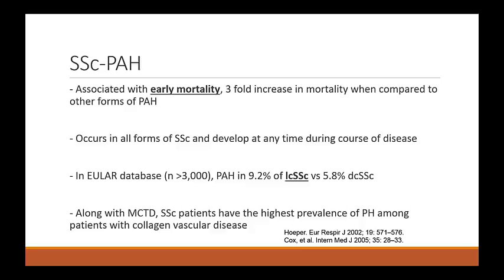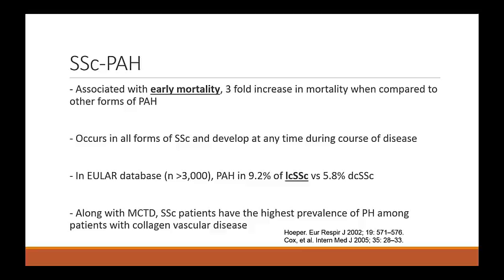However, the PAH, unlike the ILD, which we talked about earlier, ILD is typically going to be seen earlier on in the course. PAH can develop at any time during the course of disease, and that's just something to note. The other thing to note here is that in addition to mixed connective tissue disease, patients with systemic sclerosis have the highest prevalence of PAH in patients with collagen vascular disease. If you take that whole subset, those are the two groups of patients that are going to have the highest prevalence of PAH. So that's to note.